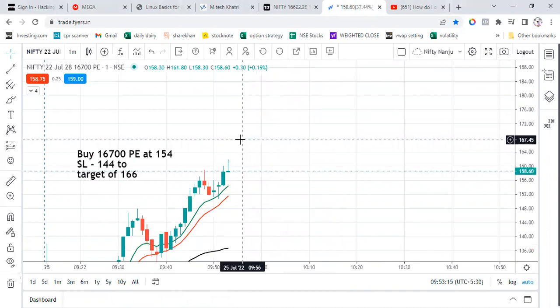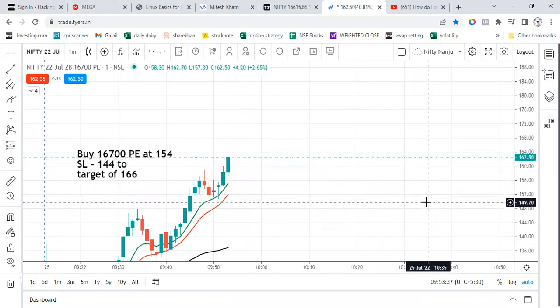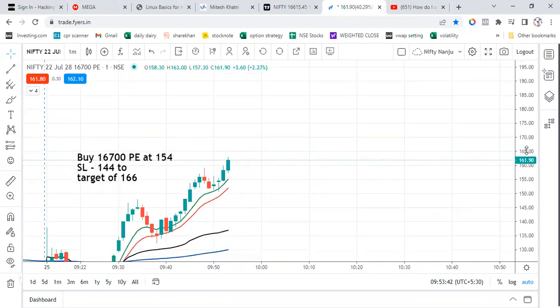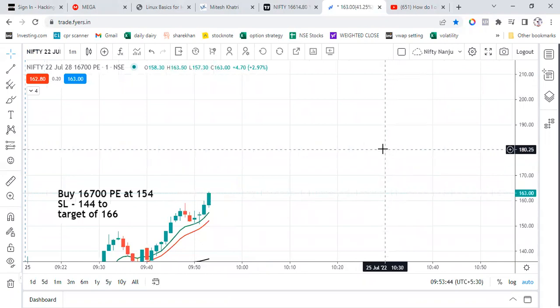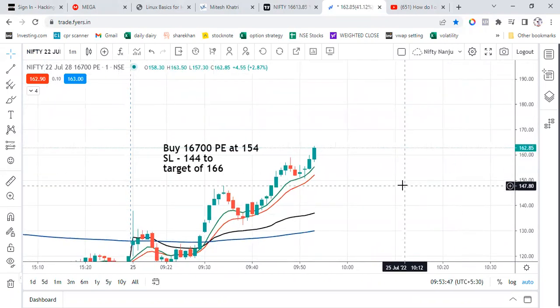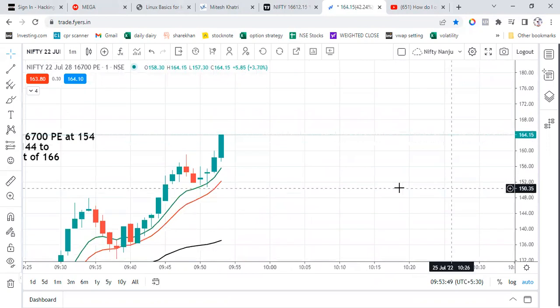Nifty put option touched 162. So 166 is my target, so it has to finish. Only 161. Fantastic. Another 5 points. It's very easy. Now it's at 162, 163, 164.